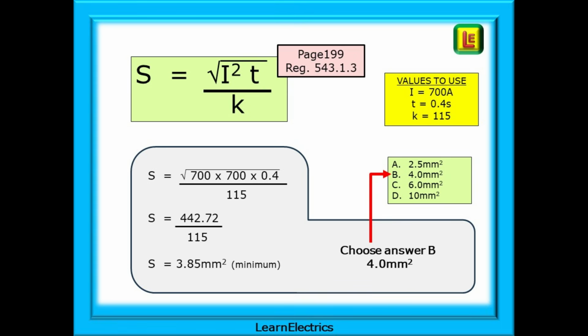Now divide 442.72 by 115, and we have an answer of 3.85 square millimeters for S. This is the smallest size that S can be, so we should choose the 4 square millimeter size from the answer choices offered, and our answer is B. And that is as difficult as the calculations will be.